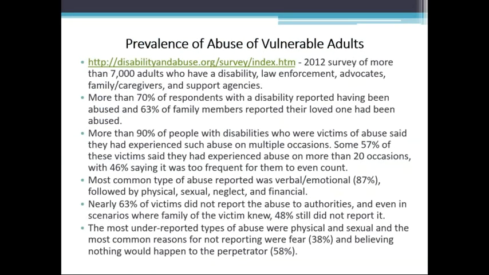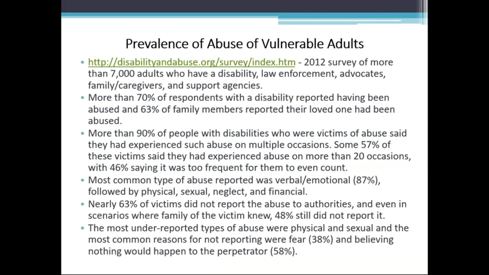So that was a snapshot of the prevalence of elder abuse, and this is more generally about vulnerable adults. There was a 2012 survey of more than 7,000 adults, and this was a mix of people who may have been individuals who themselves had a disability, family or caregivers of someone with a disability, law enforcement, advocates and support agencies that may address this type of abuse or be the ones who take action as a result. More than 70% of respondents with a disability reported having been abused, and 63% of family members reported their loved one had been abused.